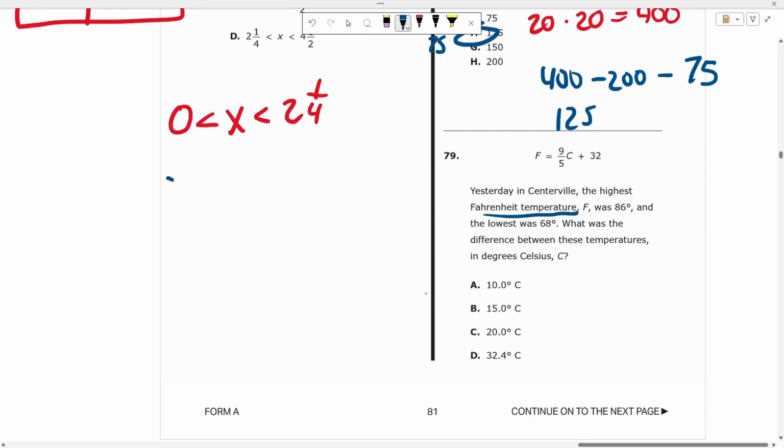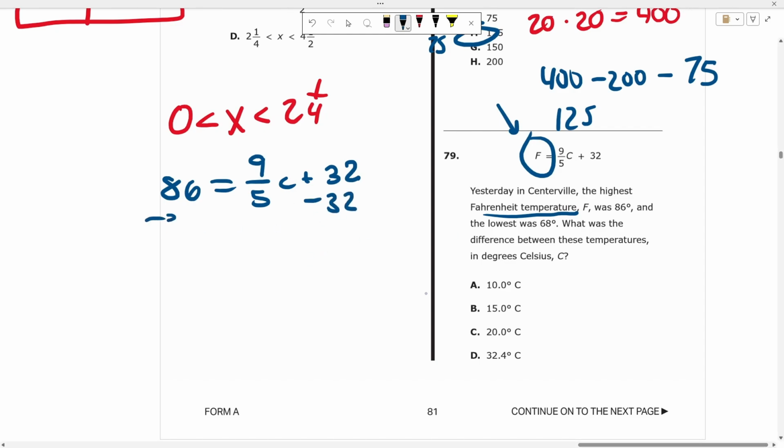F is equal to 86. So 86 has to equal 9/5 C plus 32. Remember, F is Fahrenheit in this case, so plug in Fahrenheit. So all you have to do is subtract 32 on both sides. You're going to end up with 54 is equal to 9/5 C. If you multiply both sides by 5 and then divide by 9, or in this case, just use the reciprocal, 9/5 times 5/9 is equal to 1.